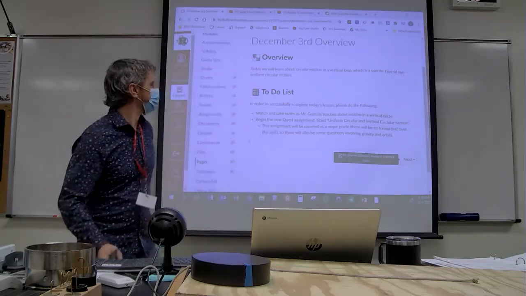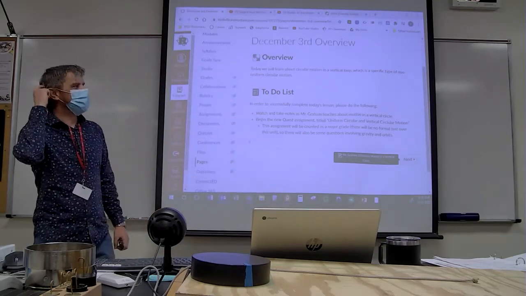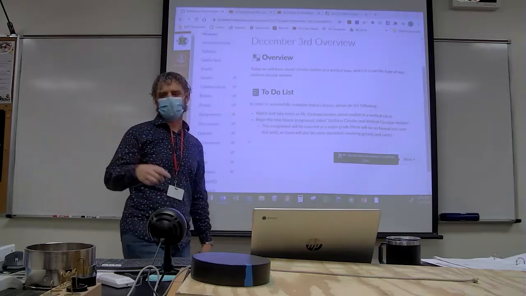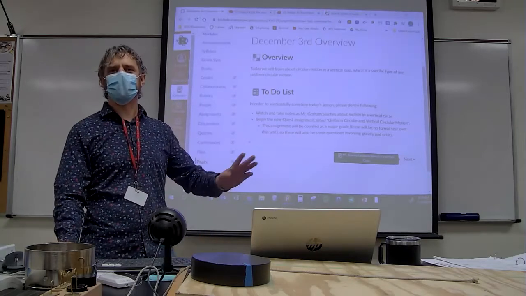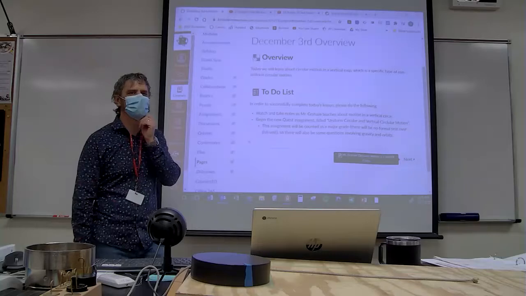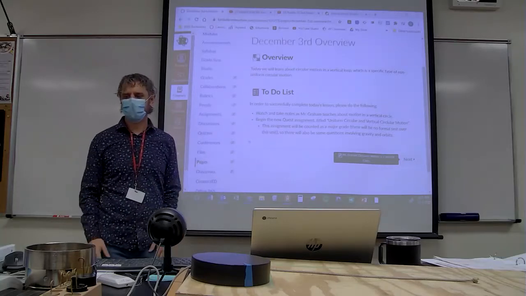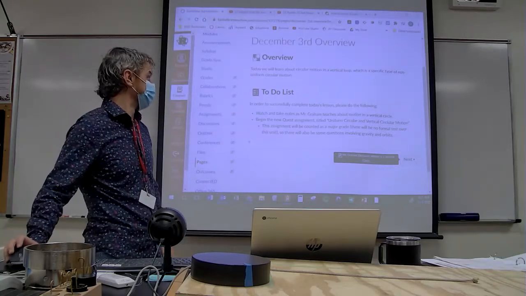All right, everyone. So today we're going to learn about motion in vertical circles, and it's kind of some fun stuff. I like vertical circles; they're more interesting. Some of the effects that you get with vertical circular motion are a little more interesting.